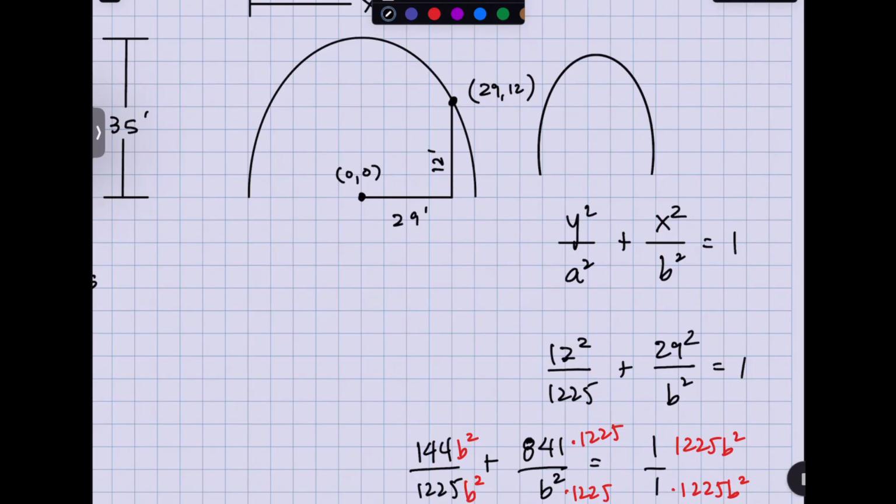Because I don't need to find the point of the vertices. I don't need to find the point of where the minor axes are, right? I just need the distance. So that's why we can shift it to 0, 0.